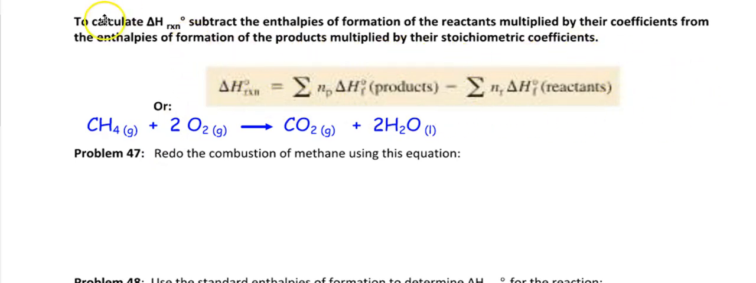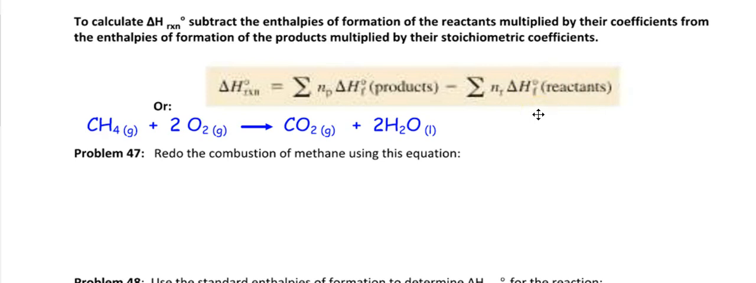So what does this say? To calculate the heat of reaction in its standard state, the little knot there, subtract the enthalpies of formation of the reactants multiplied by their coefficients from the enthalpies of formation of the products multiplied by their stoichiometric coefficients. So a few things here. What does this funky looking Greek letter stand for? That's your Greek letter sigma, which means summation. So you're going to add up all the heats of formation of your products minus adding up all the heats of formation of your reactants.